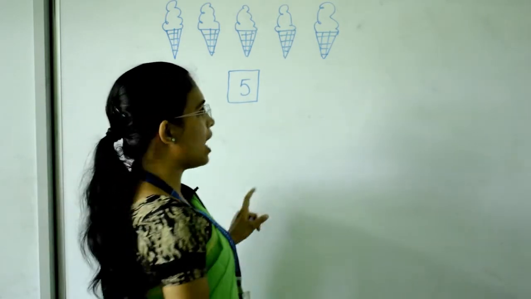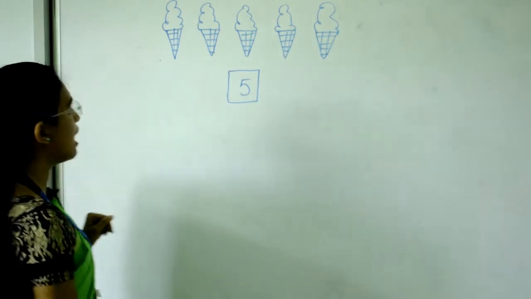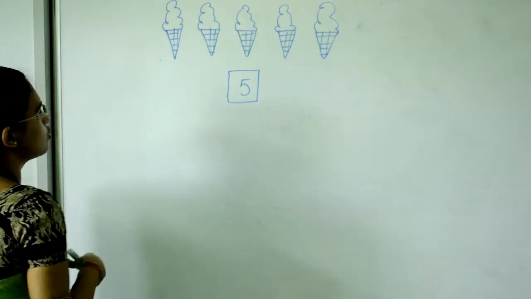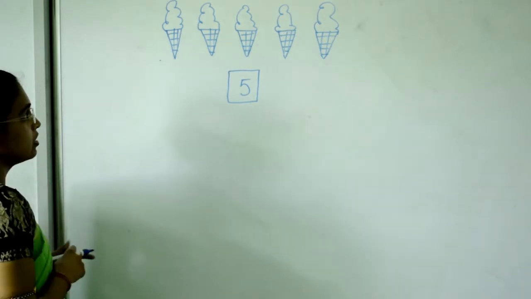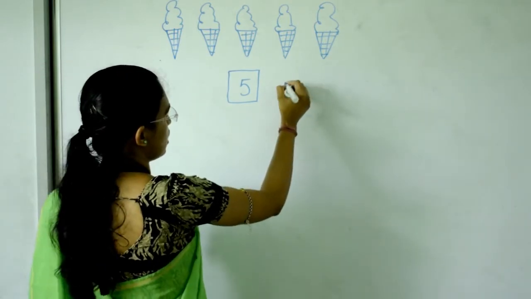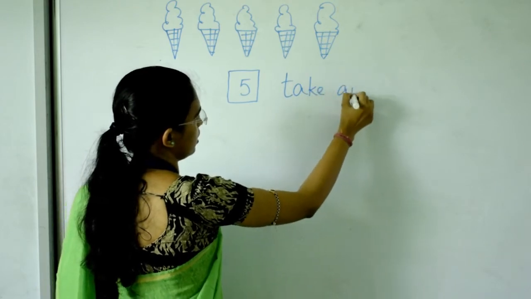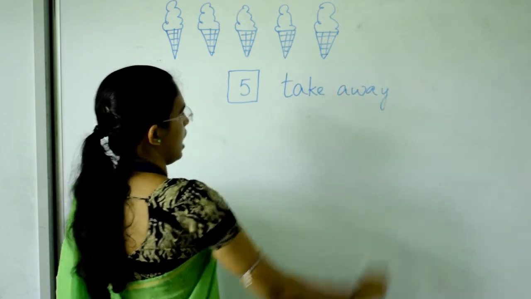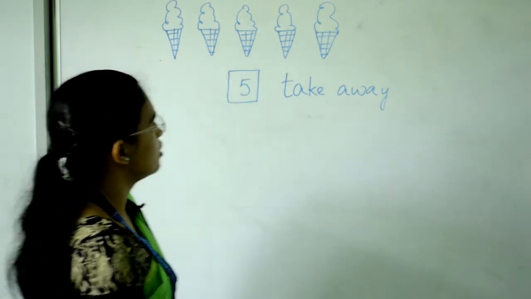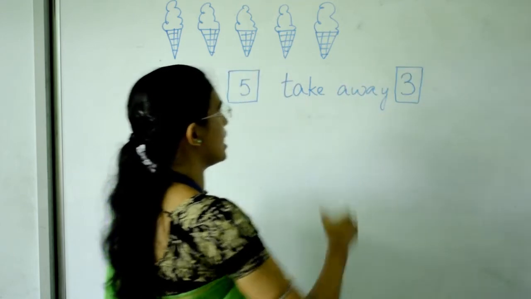So now what do we have to do? We have to take away. We have to eat the ice cream. You want to eat the ice cream, right? So how many ice creams do you want to eat? Oh, 3 ice creams you want to eat. So for that, what do we have to write here? Take away. And how many ice creams do you want to eat? 3. So how many ice creams do we have to take away? 3 ice creams.